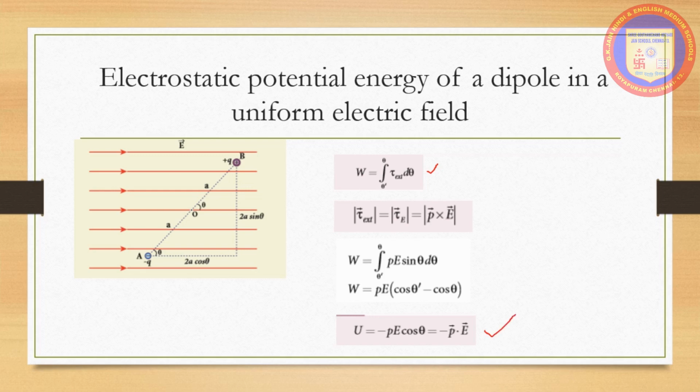The total energy is maximum when the dipole is aligned anti-parallel to the external electric field, that is theta equal to pi, and minimum when the dipole is aligned parallel, theta equal to 0, to the external electric field.